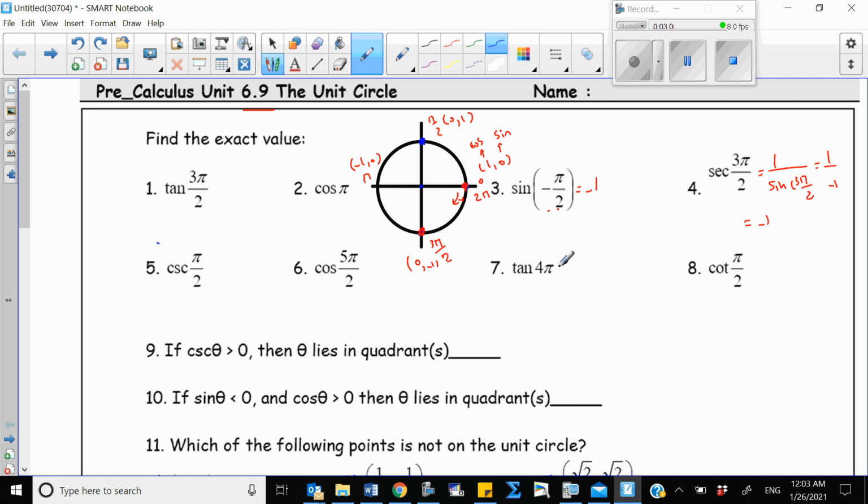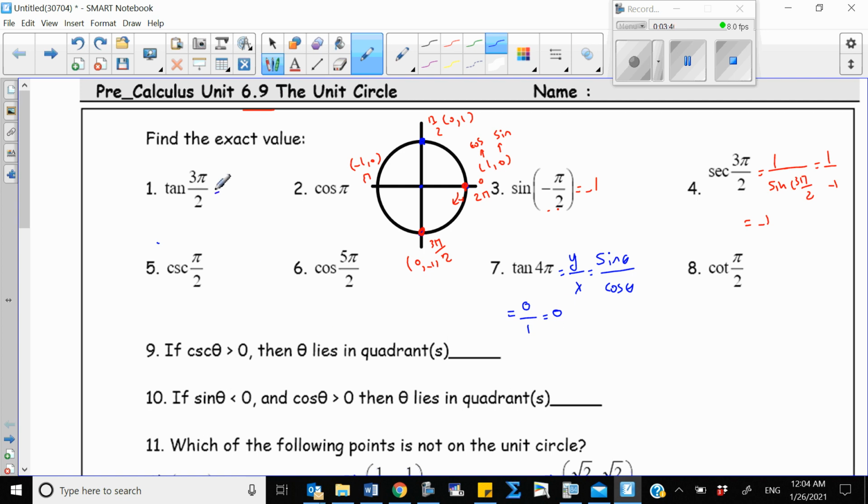Now, we know that tangent, we have learned before, tangent is y over x, or sine over cosine, because y is sine, cosine is x. So just take the y and x value of this point, divide them by each other, and that's your answer. 0 is the y value and x is 1. So it's equal to 0.